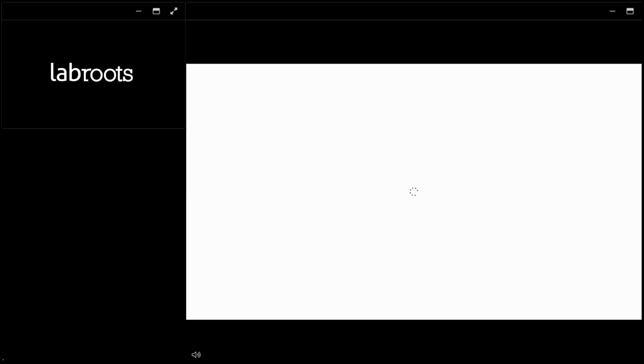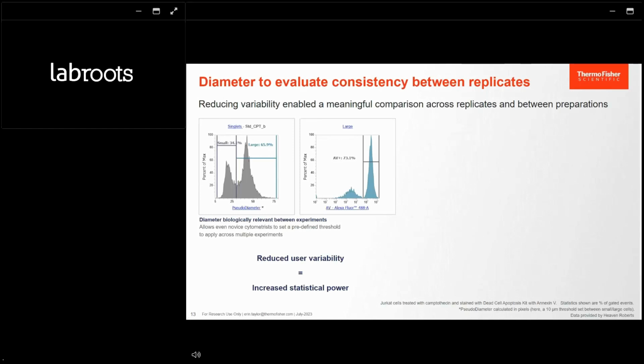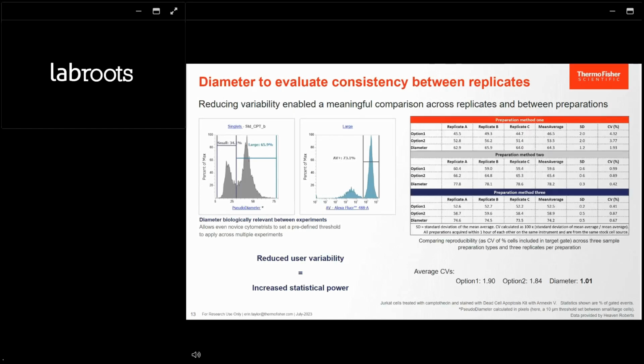Returning back to the manual gating comparisons that my colleague did, she took this a step further and tried to see if integrating an image parameter threshold would allow her to improve the consistency in analysis and reduce her own variation in analysis of these data sets across replicates.